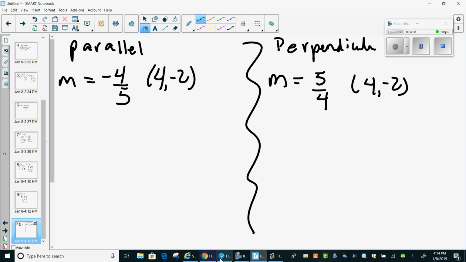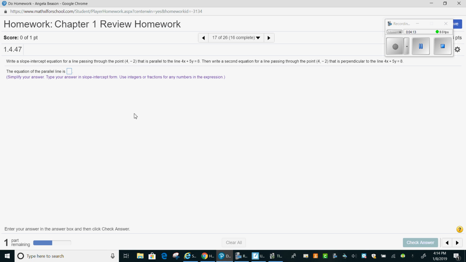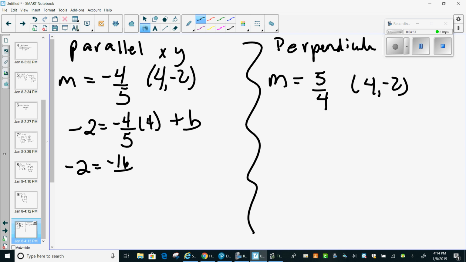Some of these are not going to come out right. The first one's not going to come out as a whole number. So let me see. It says use integers or fractions, so I need to make sure not to use decimals. I need to use fractions here. All right, so I'm going to use this number for x and this for y and m, and I'm looking for b. So negative 2 equals negative 4/5 times 4 plus b. That's negative 2 equals negative 16/5 plus b. Add 16/5 to both sides.